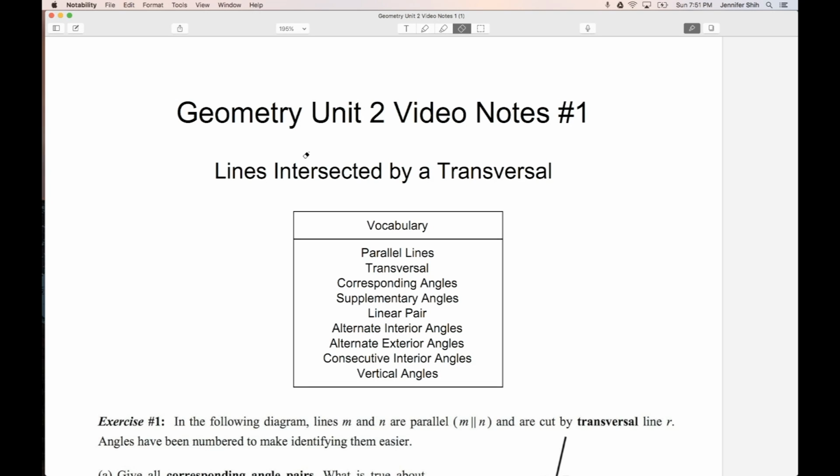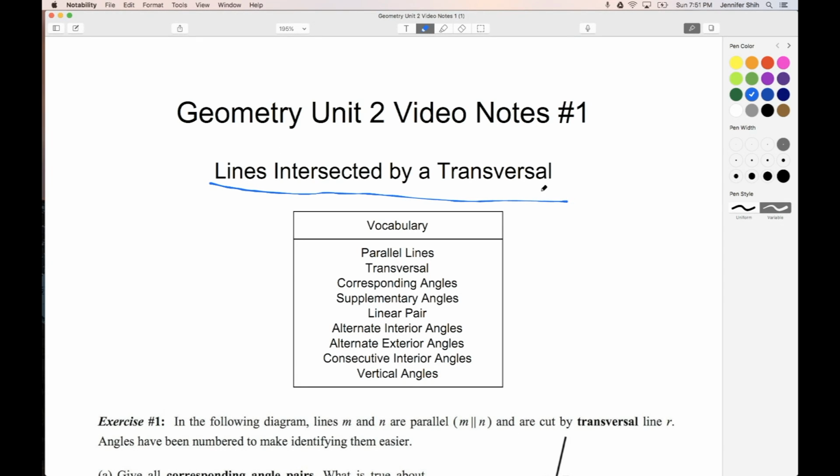Hello, this is Geometry Unit 2 Video Notes number 1. Today we're going to talk about lines intersected by a transversal. We're going to talk about both parallel lines and non-parallel lines, and all pairs of lines are going to be cut by a transversal.